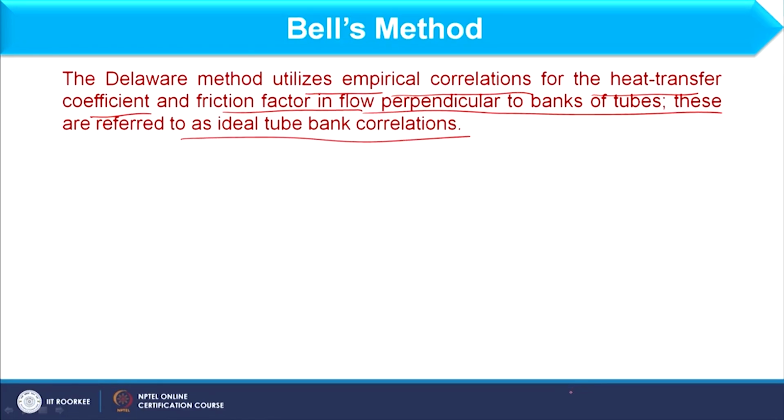So, Bell's method first considers an ideal tube bank. It means no hurdle or no effect of other factors, right. So, first of all an ideal tube bank should be considered, and then we will consider different factors which correspond to different conditions in the heat exchanger.